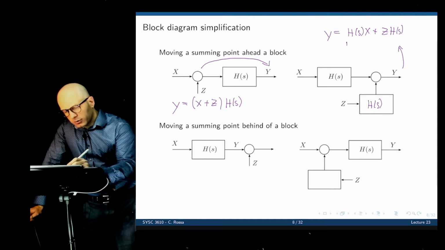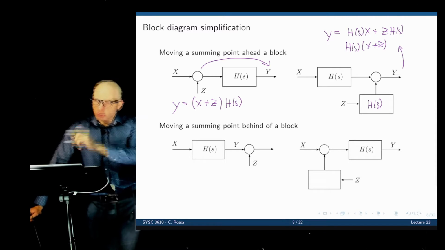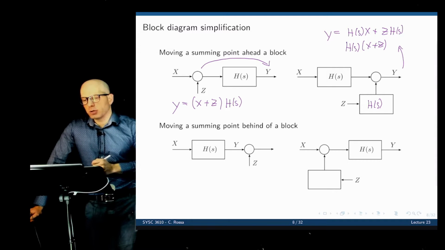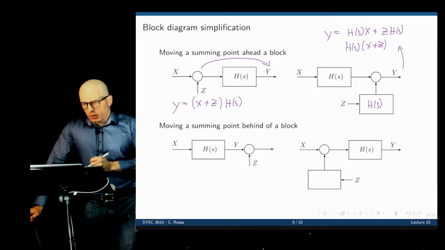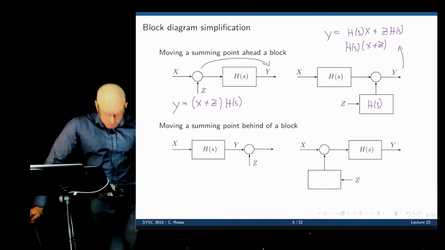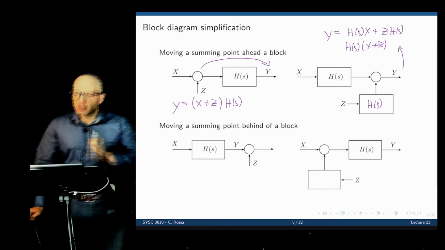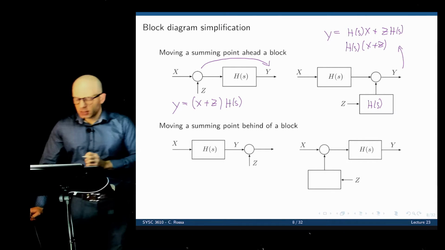We can now factor out h of s, and this becomes x plus z, which is the same we had before. So when you move the summing point ahead, we have to create this additional block that now multiplies it by h of s. If you're not sure about the operation, should I multiply, should I divide? Well, just try to calculate the signal in both cases and make sure that the signal remains the same.